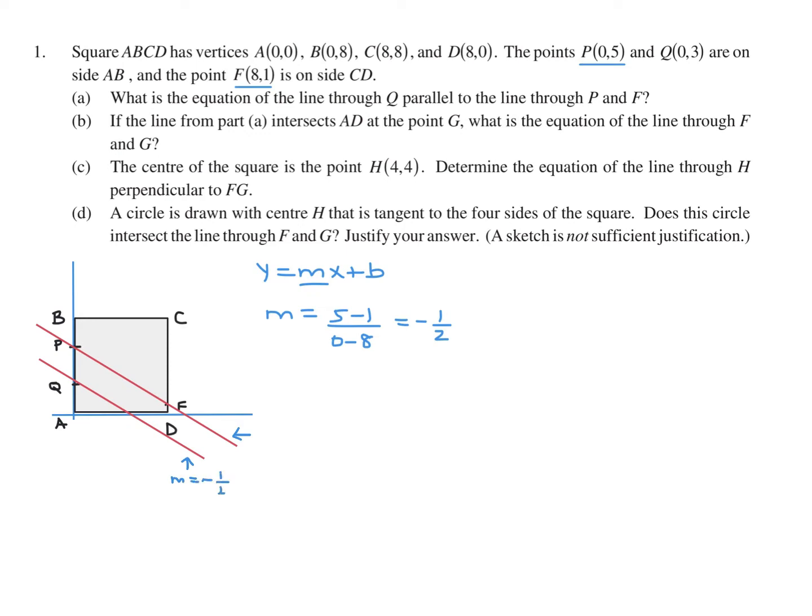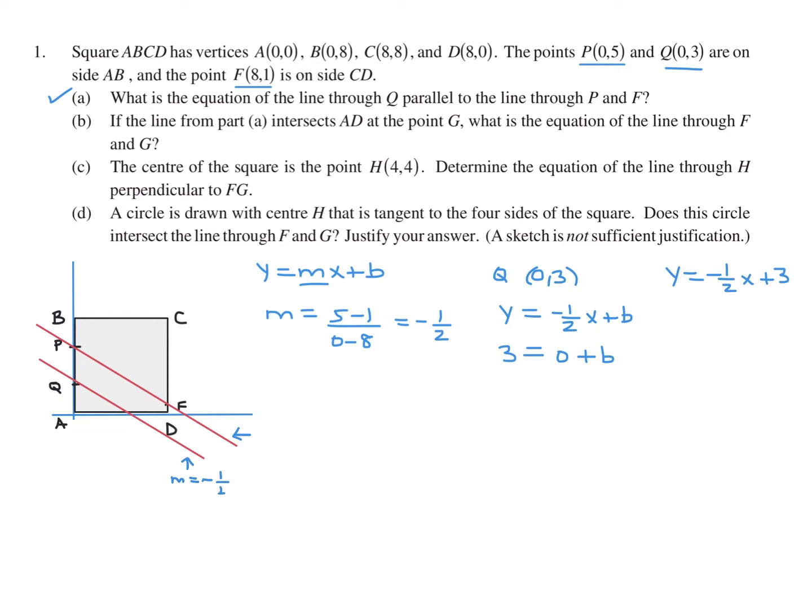So this line also has a slope of negative a half since they are parallel. And Q is (0, 3). The equation would be y = -1/2 x + b, and then I just substitute (0, 3) to get the value for b. When x is 0, y is 3, so b is 3. So y = -1/2 x + 3 is the equation they are looking for. Great, that takes care of part A.